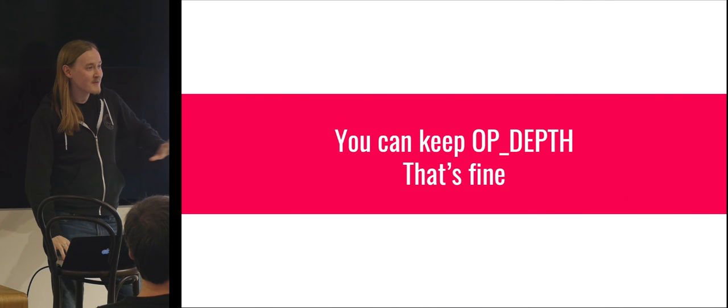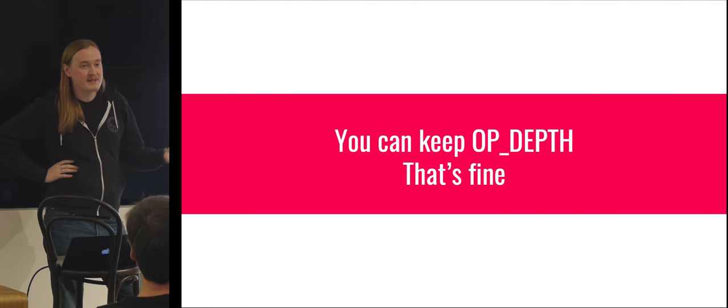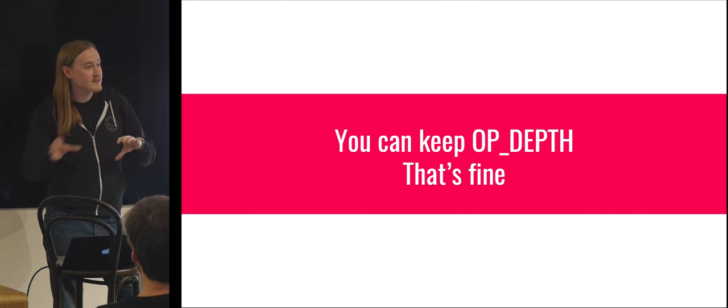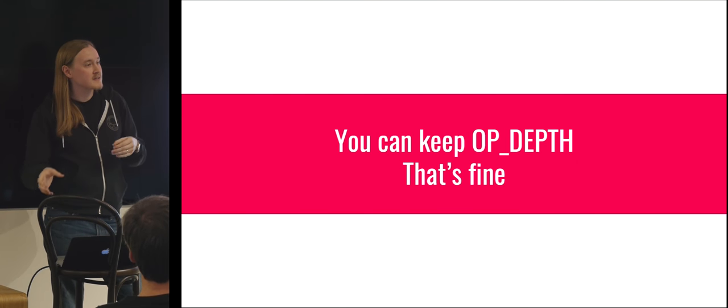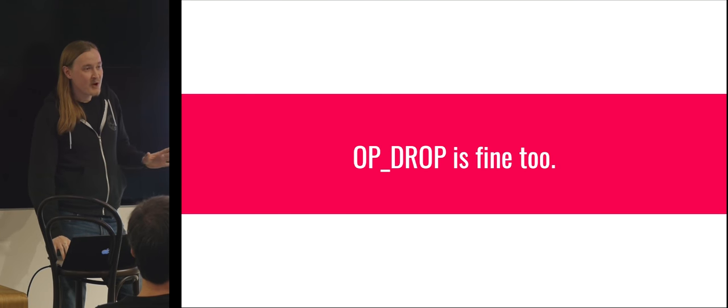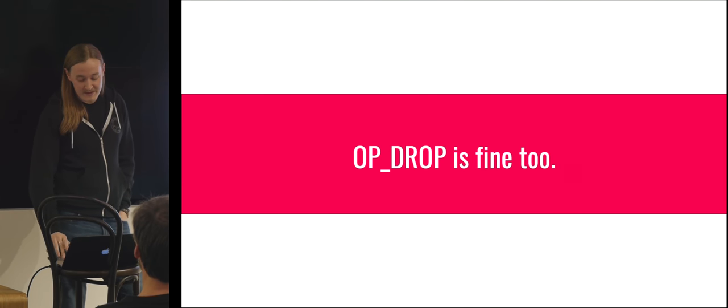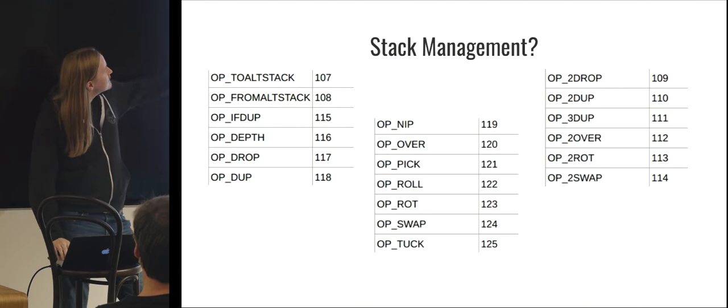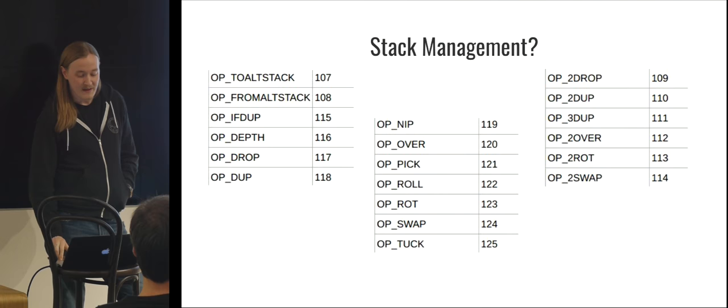You can keep opdepth. Like, opdepth is pretty fine. It reads the stack and pushes a number onto the stack that is how many arguments are below it. So if there are 3 items on the stack, it's going to push a 3. It's actually kind of useful. Opdrop is pretty useful, too. We want to keep that, but, you know, out of all of these, something like 20 opcodes, we're going to keep about 2.